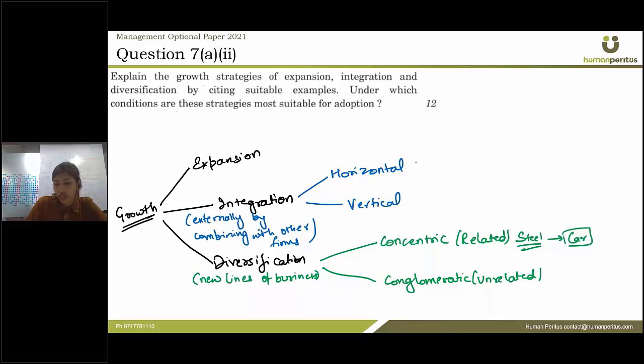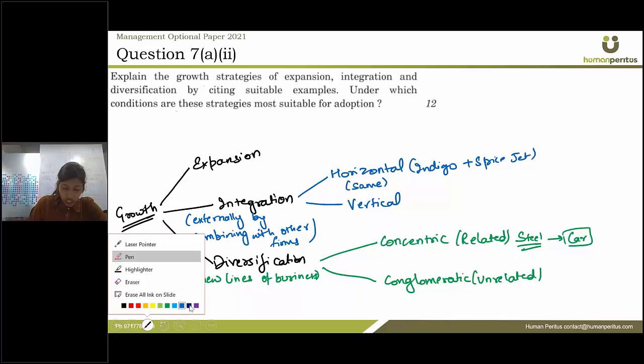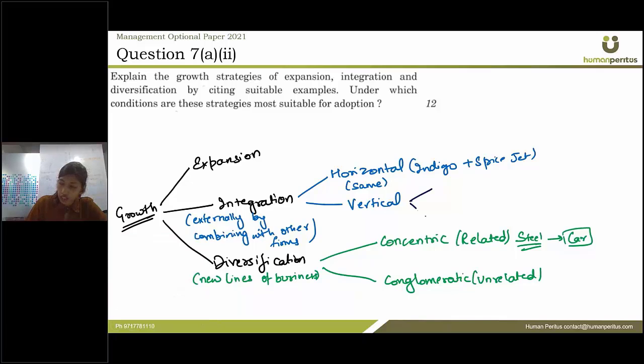Horizontal integration is when they acquire a company of the same business, like Indigo acquiring SpiceJet. So in that case, it would be horizontal integration. In case of vertical integration, again there are 2 parts. It could be backward vertical integration and forward vertical integration. Vertical integration basically means when the company moves in its supply chain, integrates in its supply chain.